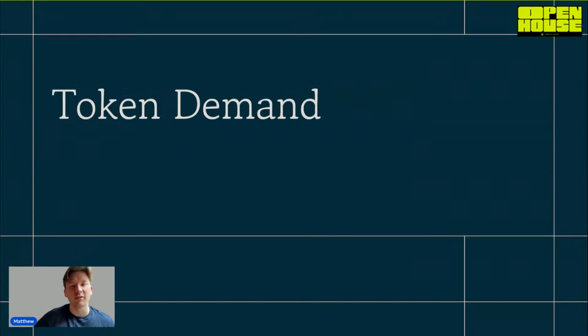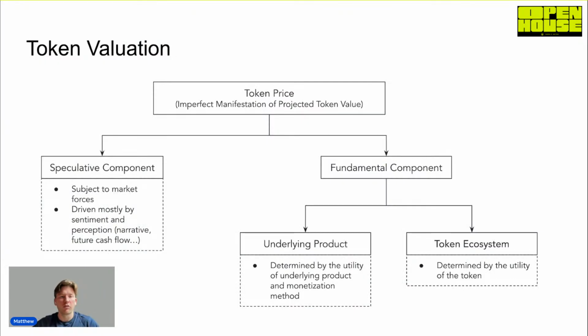But certainly the more interesting and, I would argue, important aspect is from the perspective of token demand. And I think this is a great representation and understanding of what fundamentally produces the token price, or how the token price is calculated by the market. There are two components, the speculative component and the fundamental component. So I would always suggest that we focus on the fundamental component, which is derived from both the underlying product and the token utility.